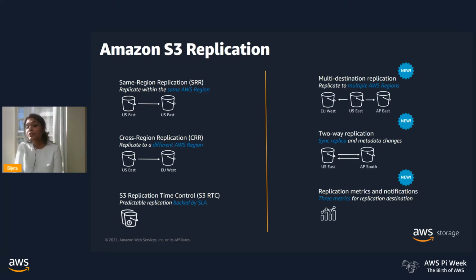Recently, we launched a whole bunch of new features in S3 Replication to address more of our customer requirements. Now, for example, you can replicate from a single source bucket to multiple destinations in the same or different AWS regions. You can enable two-way replication between two or more primary buckets, and you also have the option to enable replication metrics and failure notifications with your cross-region as well as same-region traffic.